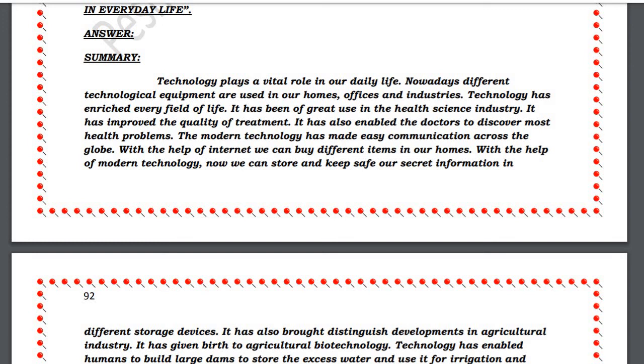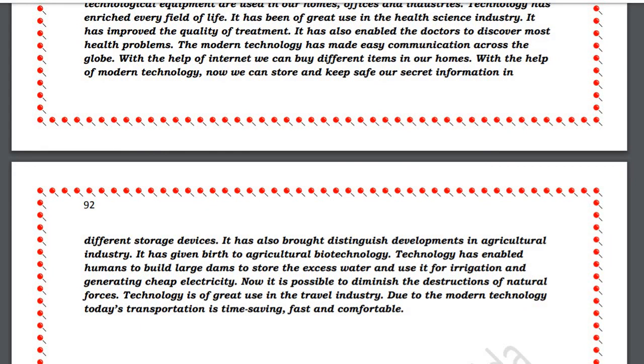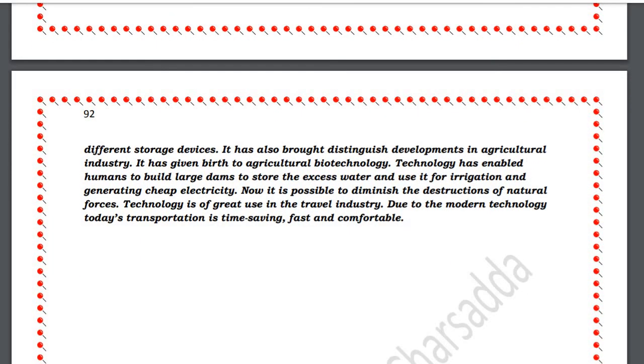Clear? With the help of modern technology, now we can store and keep safe our secret information in different storage devices. Clear? You know it very well, in USB ports, in other disks as well. Clear? Then it has also brought distinguished developments in agricultural industry. अब ज़राअत की सनत में भी इसने बहुत सारी बेहतरीन चीज़ें पेश की है और तरक्की की वजह बनी है.